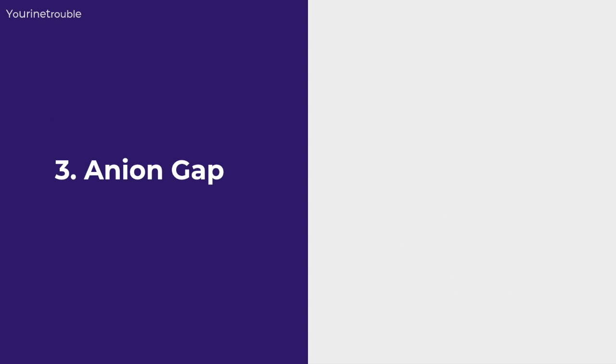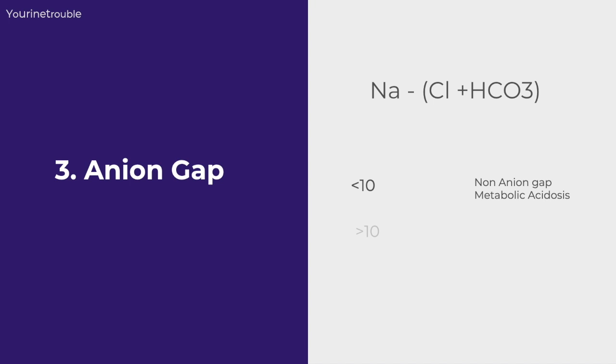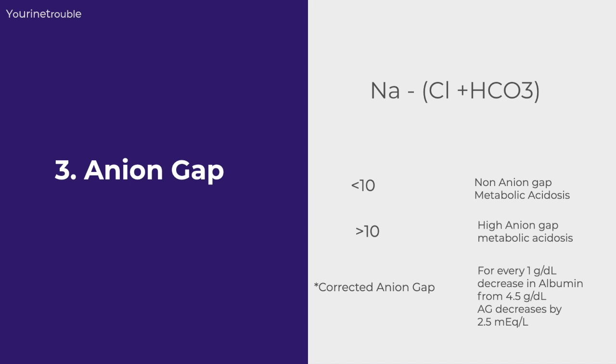Step 3. Calculate the anion gap. The formula is sodium minus chloride plus bicarbonate. Greater values represent high anion gap metabolic acidosis. Keep in mind to correct the anion gap. For every 1 gram decrease in albumin, the anion gap decreases by 2.5.